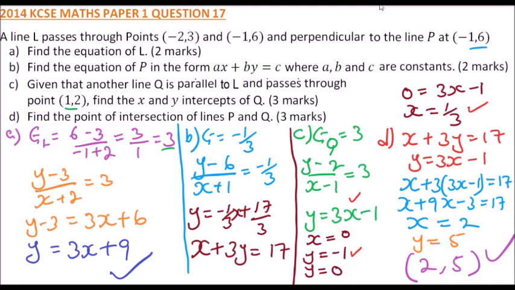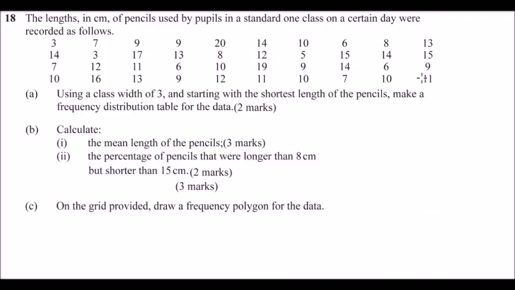And I hope you have followed how we have gone about it. This is question number 18, and we are told the lengths in centimeters of pencils used by pupils in a standard 1 class on a certain day were recorded as follows. So we have 3 centimeters, 7, 9, up to 11. The data is mixed up. So part A, we are told, using a class width of 3 and starting with the shortest length of the pencil, make a frequency distribution table for the data.